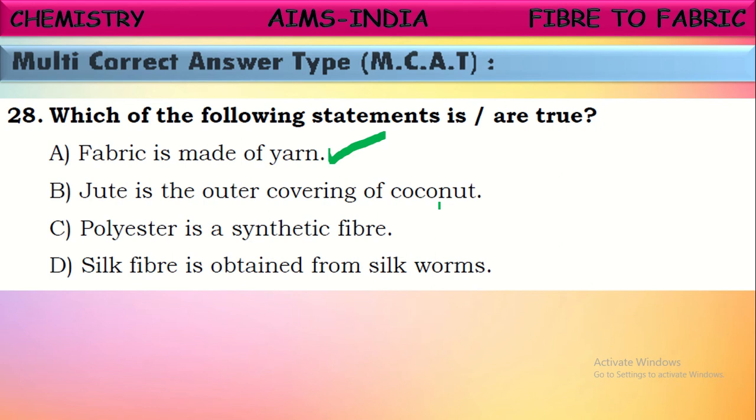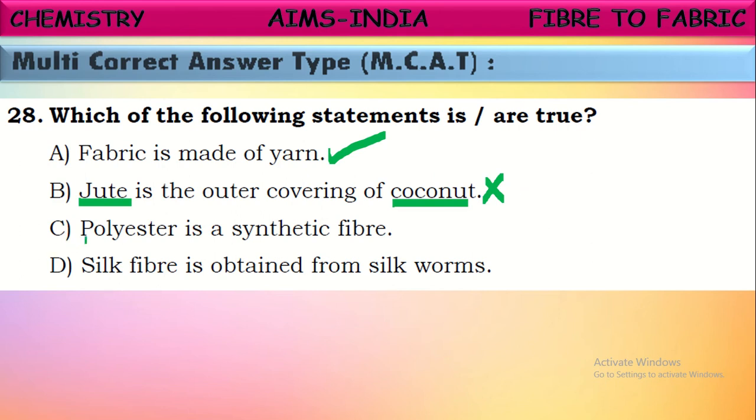Next one, jute is the outer covering of coconut. Is it correct? No, because from the coconut we get coir fiber, not the jute. But then from where are we getting this jute? Jute we are getting from the bark of jute plants. From the skin of the stems of jute plants we get jute fiber, but it is not from coconut. So this is an incorrect statement.